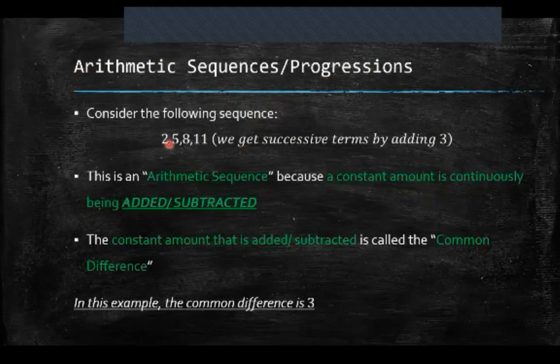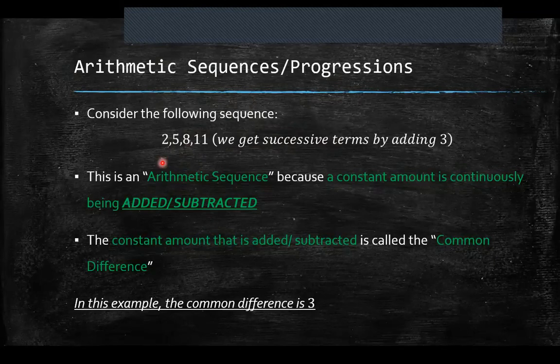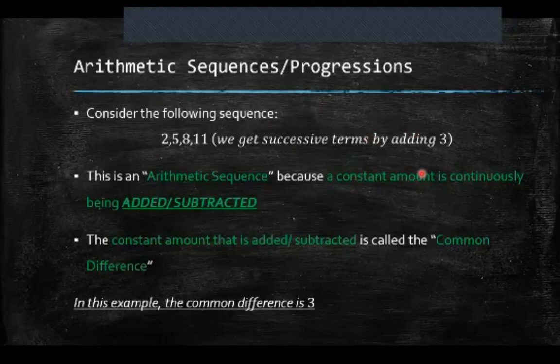Consider the following sequence: 2, 5, 8, 11. The example from before. We said this is called a sequence because it follows a pattern. We get successive terms by adding 3. This right here is called an arithmetic sequence. But why? It's because a constant amount is continuously added or subtracted.